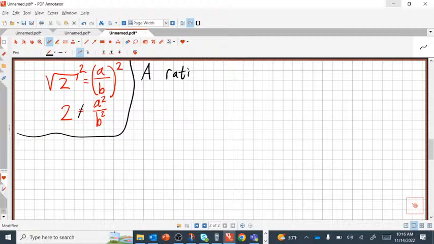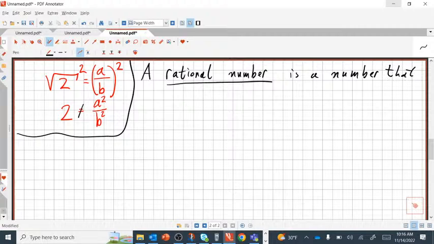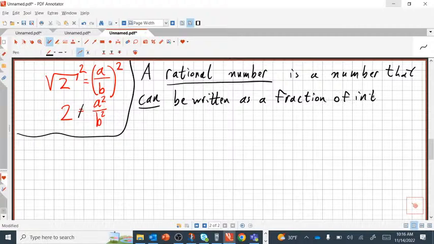A rational number is a number, duh, but a number that can be written as a fraction of integers. If you can write it as like negative 17 over 2, that's a rational number. I wrote it as a fraction of integers, okay? A rational number is a number that can be written as a fraction of integers.